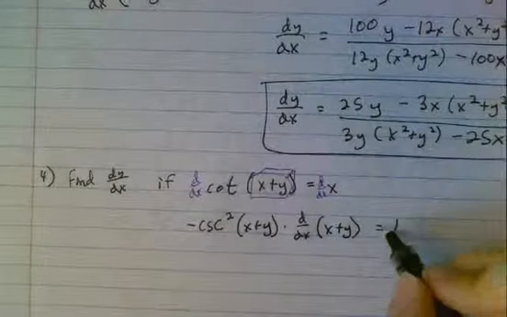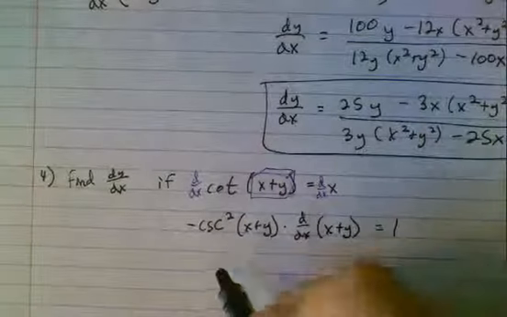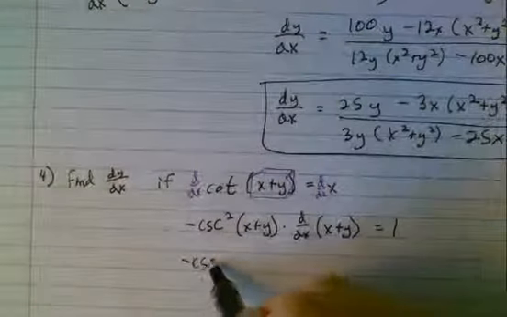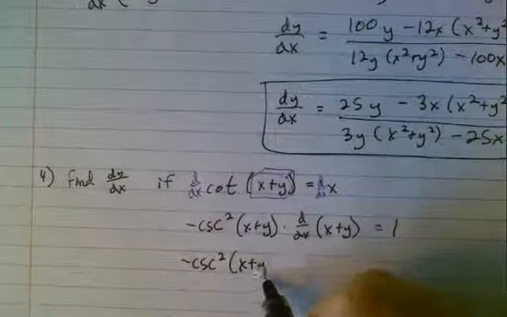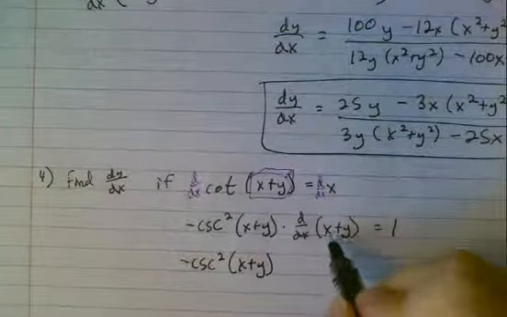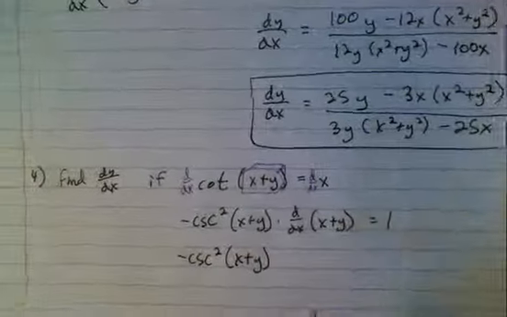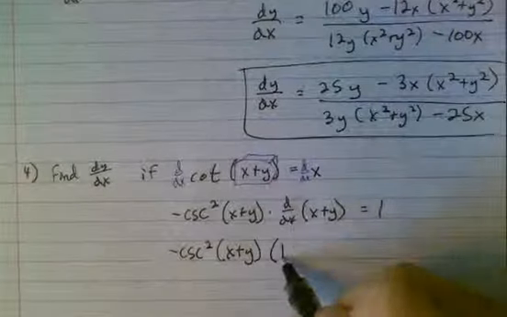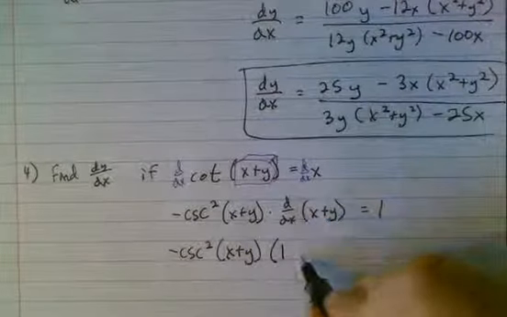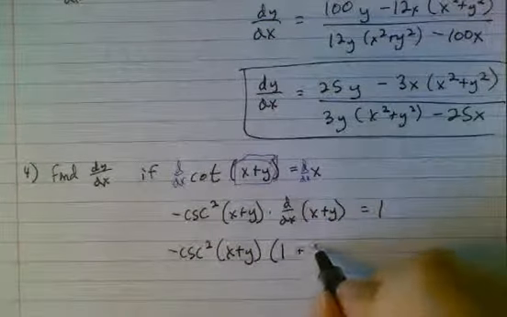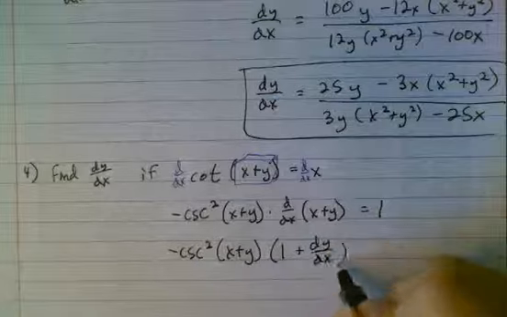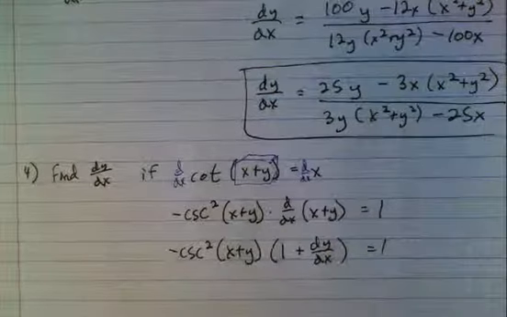The derivative of x is just 1. So negative cosecant squared of x plus y. We're going to take the derivative of these separately because they're added. The derivative of x is just 1. The derivative of y with respect to x is dy dx. Now that equals 1.